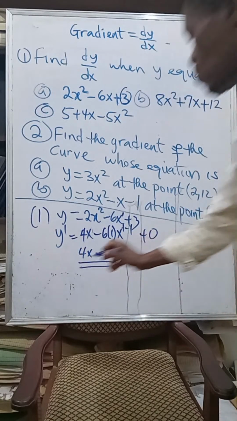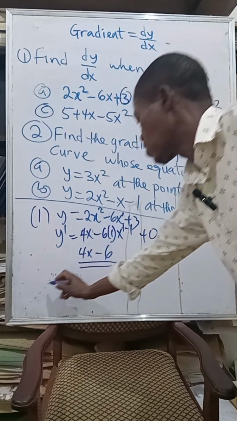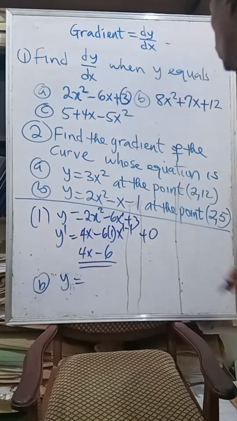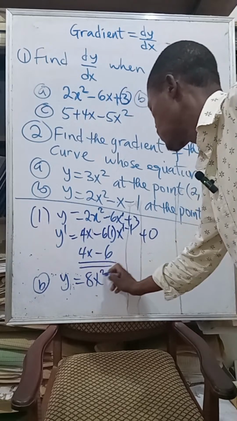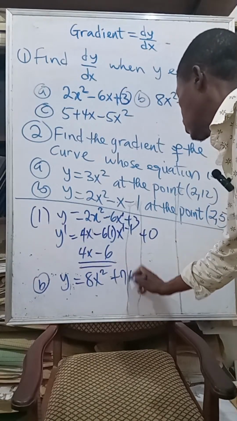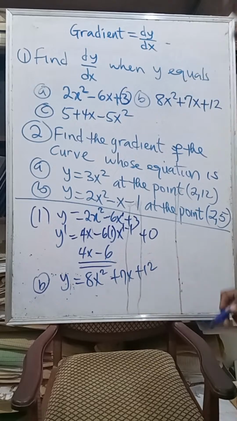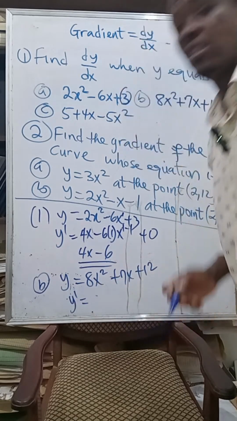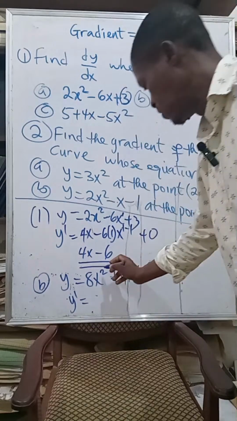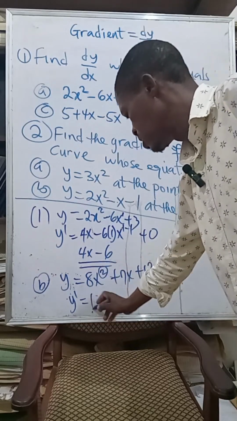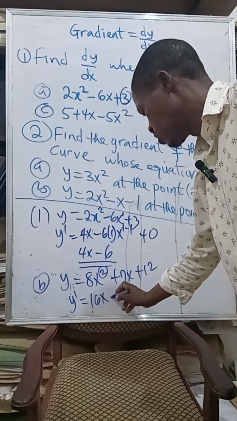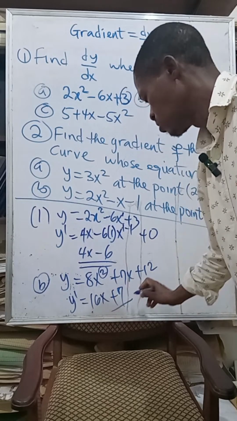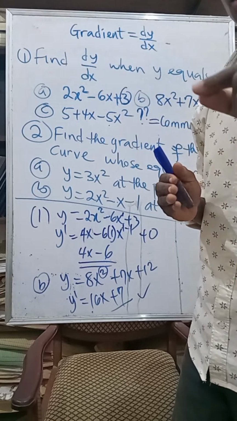Number 2b: y is equal to 8x squared plus 7x plus 12. If you differentiate this, your y prime, which is the same as dy/dx, will give you the power going to the front, that's 16x plus what? Plus 7. So that's the question in the comment section.